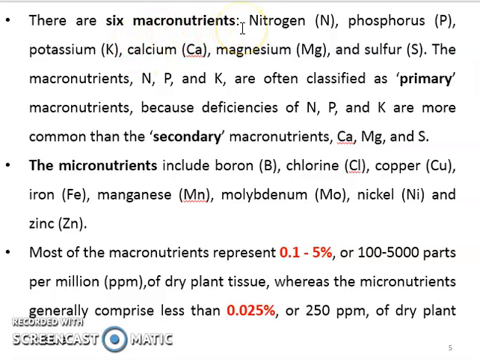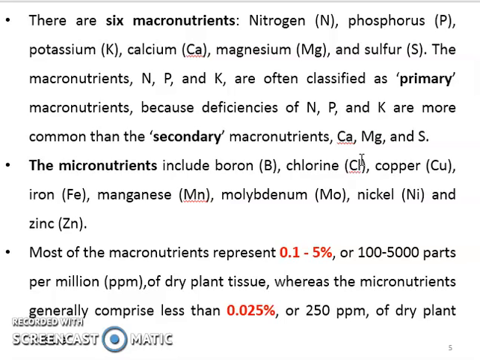The 6 remaining macronutrients, the plant absorbs from the soil: nitrogen, phosphorus, potassium, calcium, and so on until sulfur. The 3 macronutrients NPK, nitrogen, phosphorus, and potassium, are often classified as primary macronutrients because deficiency of them is more common than the secondary macronutrients calcium, magnesium, and sulfur. Usually, a plant suffers from nitrogen and phosphorus deficiency, especially in newly reclaimed soil.